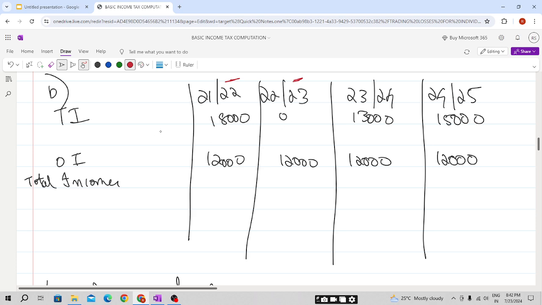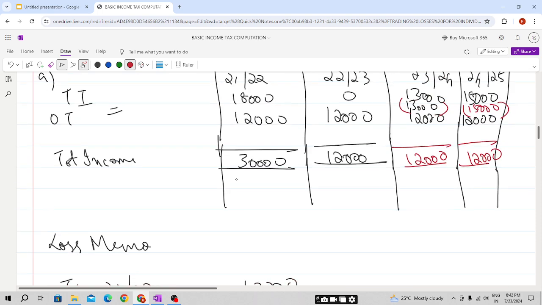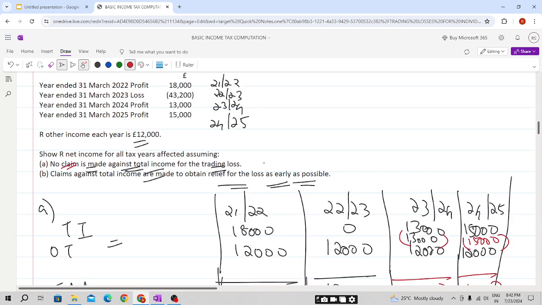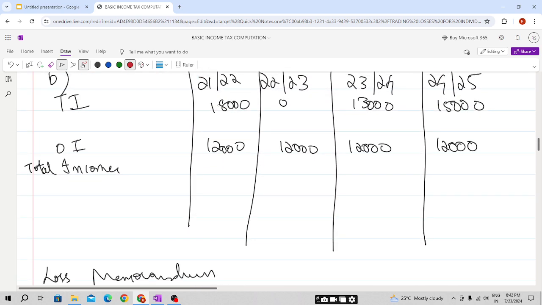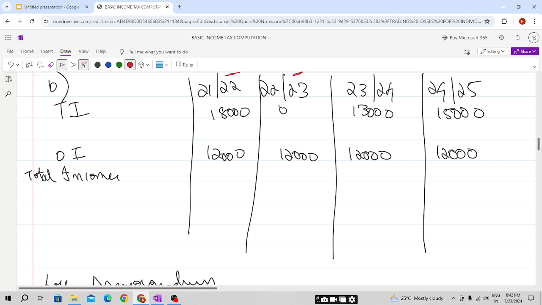But here, students, they have mentioned the loss relief must be made as early as possible. So as early as possible means we will set off against 21-22 first. Either we can set off 22-23 and carry forward, or 22-23, 21-22, then carry forward. But students, they already mentioned that we are claiming against the total income and as early as possible.